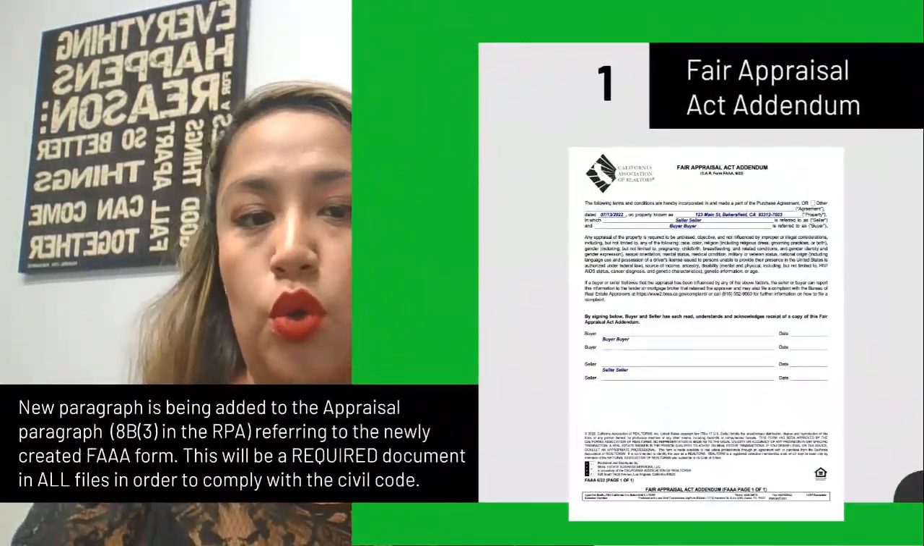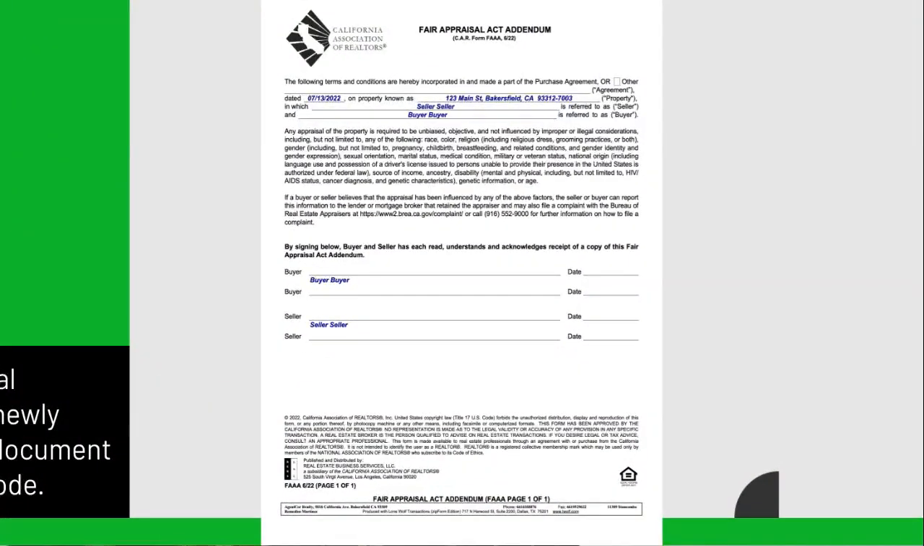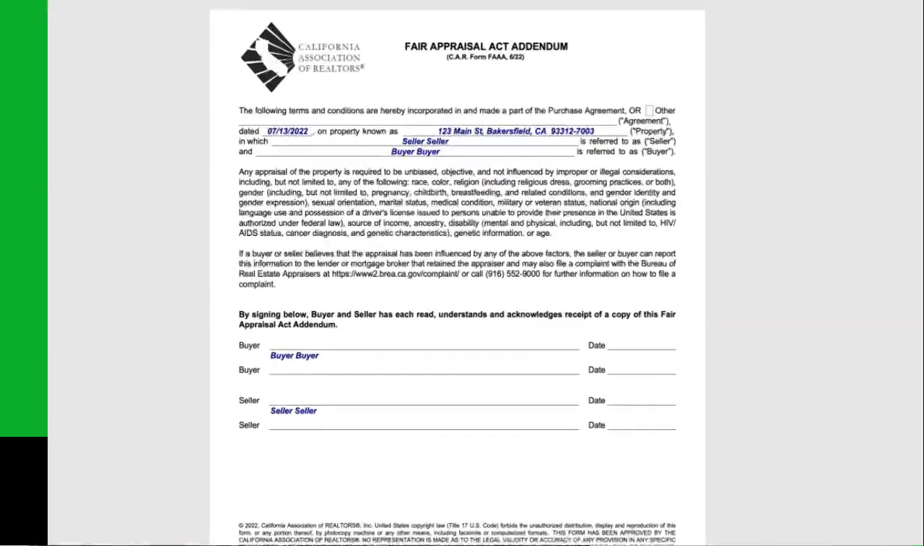The first document that we're going to go over is the Fair Appraisal Act Addendum, and it just lets your client know that any appraisal of a property is required to be unbiased, objective, and not influenced by improper or illegal considerations. It goes into some of the considerations that can be included, such as race, color, religion, gender, etc. It further lets the client know if they feel they've been wronged, how they can move forward with a complaint of any sort.